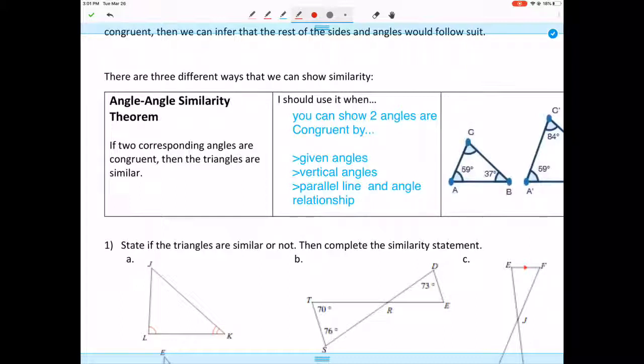All right, so there are three different ways to show similarity. One of them is angle-angle similarity theorem. Okay, we have two others. One is side angle side and side side side. And we'll learn about all three of those. So angle-angle similarity theorem states that if two corresponding angles are congruent, then the triangles are similar.